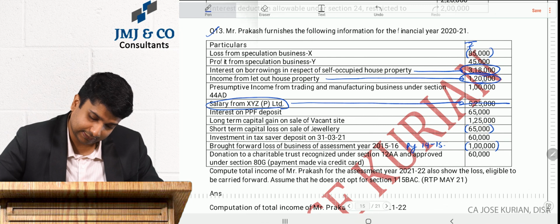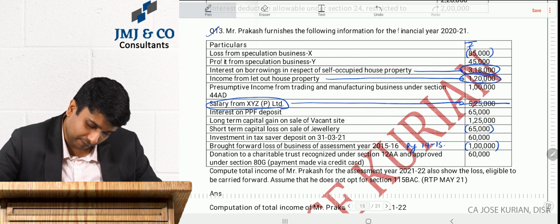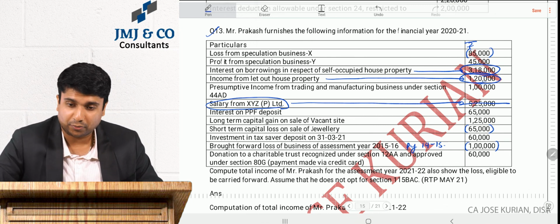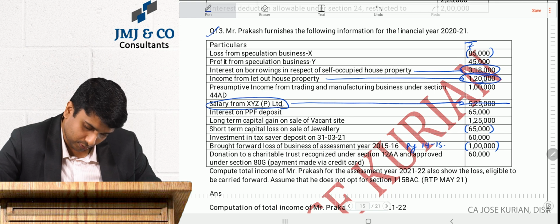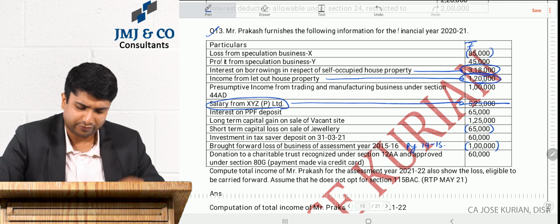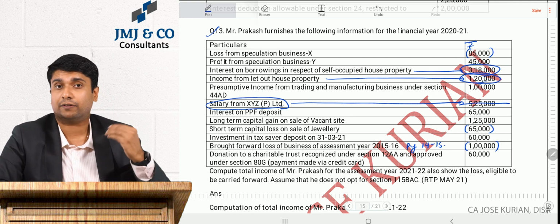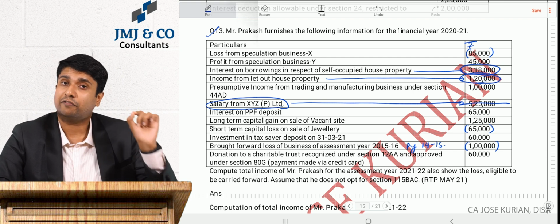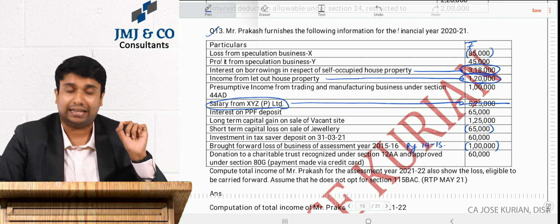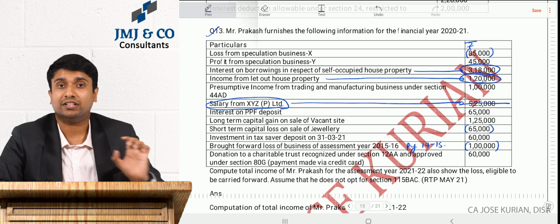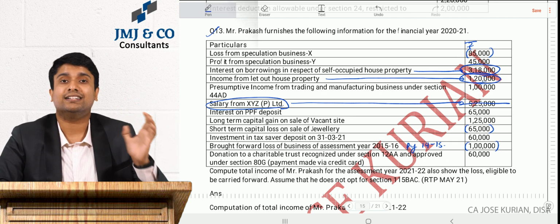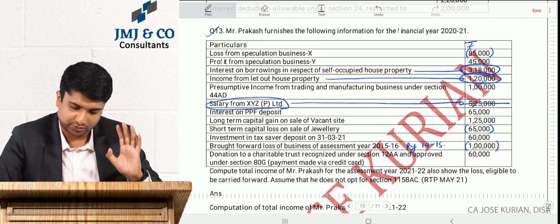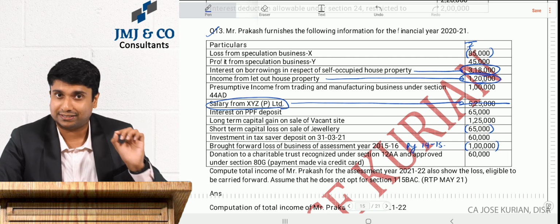And again there is another thing, it says income from let out property. Income from let out property 1,20,000. So our assumption is that this is not the rent received from let out property. It says income from let out property. That simply means it is computed after every adjustment under section 23 and 24. So it is the net taxable income. That's what our assumption is.